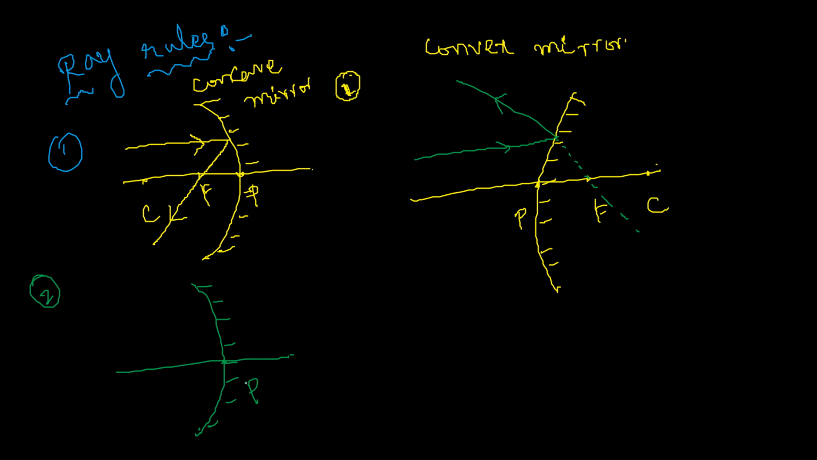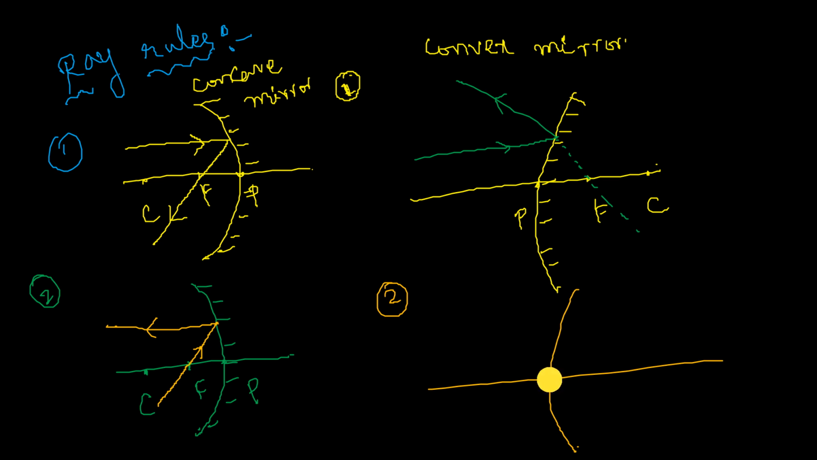Here is the pole, and I am considering the focus. Here is the center of curvature. One light ray I am taking. If the light ray coming from infinity, after reflection, passes through the focus, here also the same thing. If you are taking a light ray passing through the focus, after reflection it passes towards infinity. And here also, the second one, same thing.